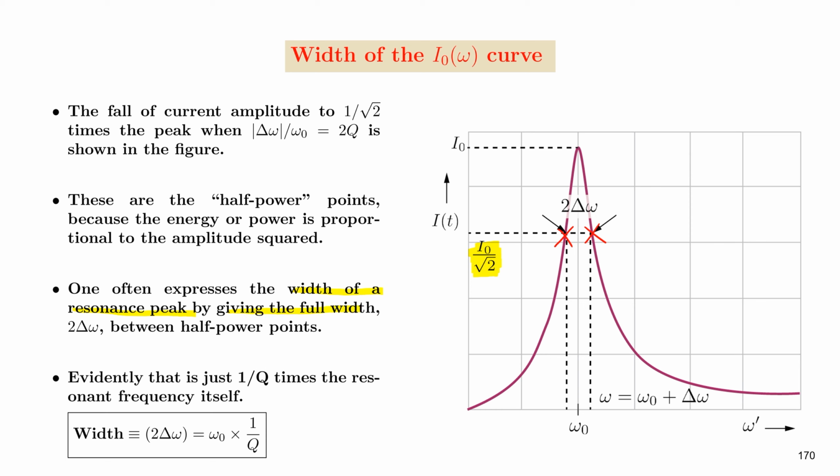Often we express the width of a resonance peak by giving the full width, and the full width is mathematically defined to be 2 times delta omega, and width 2 times delta omega is equal to omega 0 multiplied by 1 by Q.